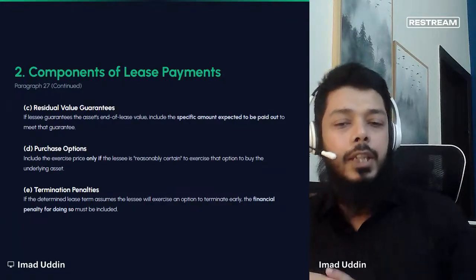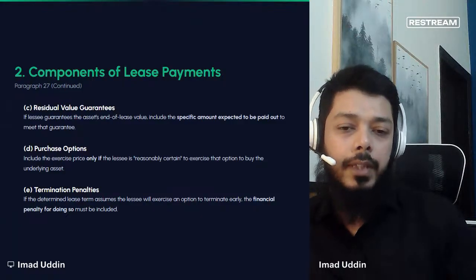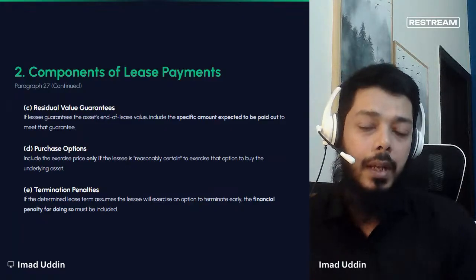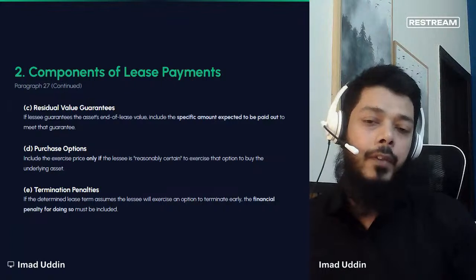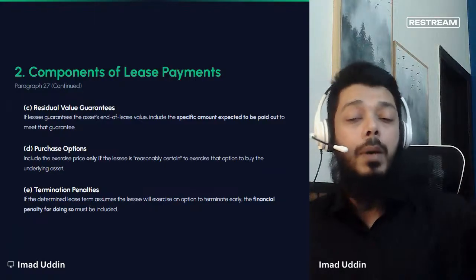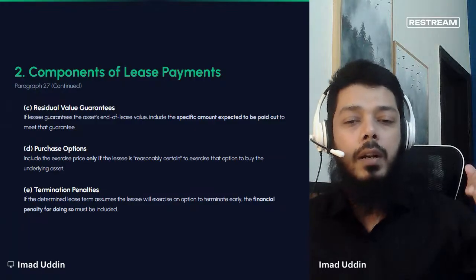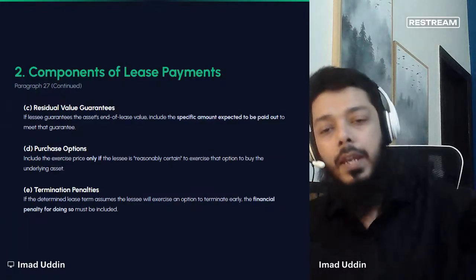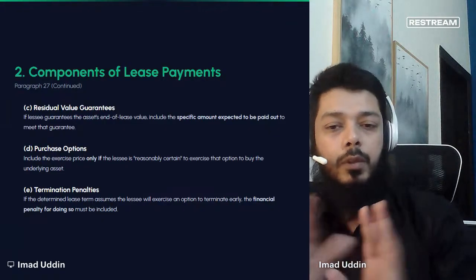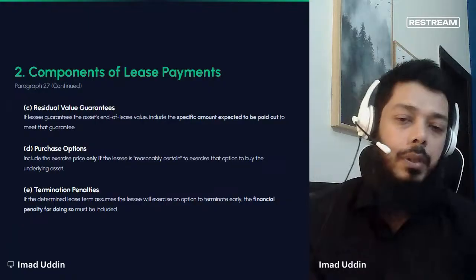And then we have residual value guarantees. If the lessee guarantees the asset's end of lease value, include the specific amount expected to be paid out to meet that guarantee. Which means, by the way, that the lessee is not responsible for any guarantee that the lessor will receive from other sources, and the lessee is not responsible for unguaranteed residual value that the lessor might get from selling that asset somewhere else. Which means the residual value guarantee is essentially what the lessee expects to pay to the lessor.